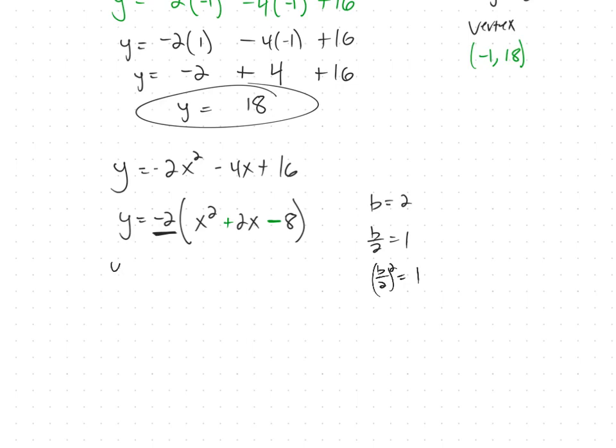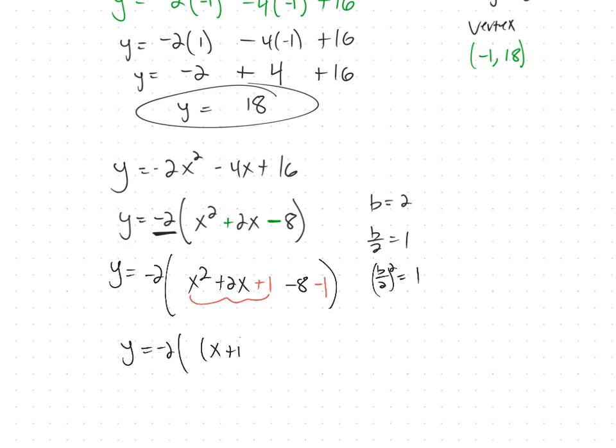So we're going to leave everything here, -2 on the outside. We've got x squared plus 2x, leave some space, minus 8. We're going to add 1 and subtract 1. This is our perfect square part. So we've got y equals -2, parentheses, x plus 1, quantity squared, minus 9.